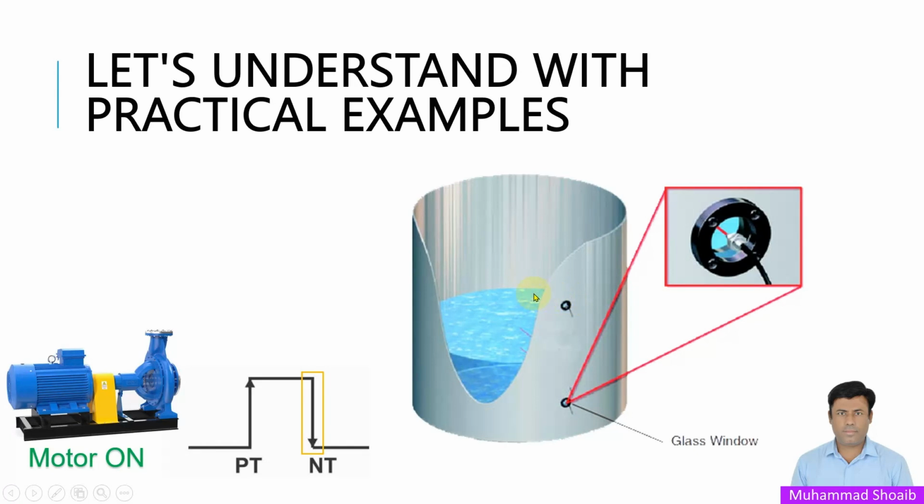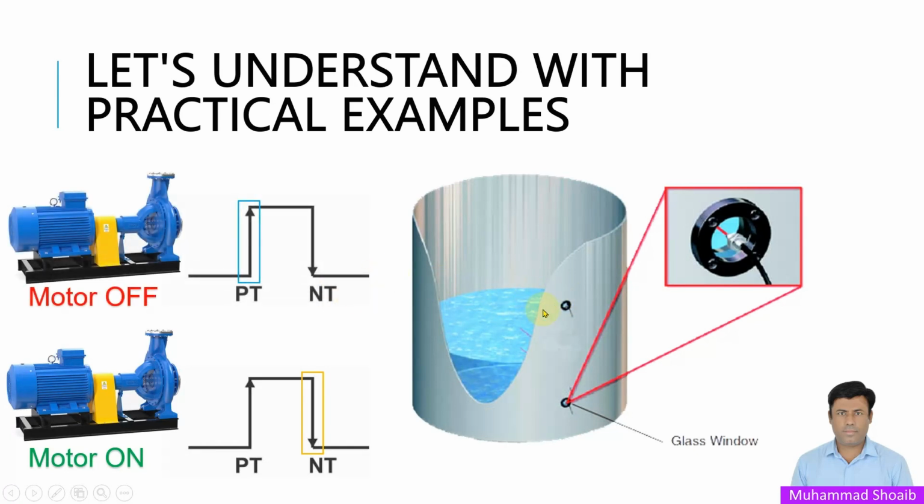So once the water level goes up and reaches the front of the sensor, at that time the 0 to 1 transition has happened. It means the positive transition has happened, and at that time the motor will stop, or turn off.